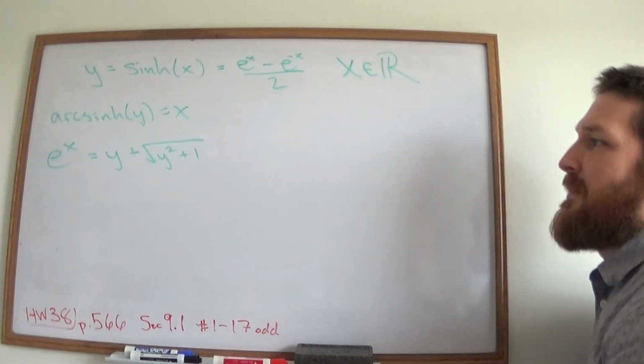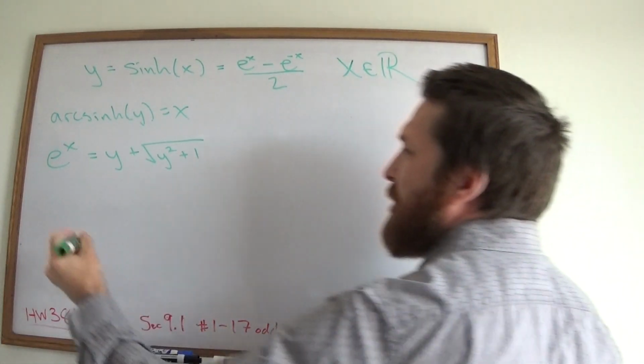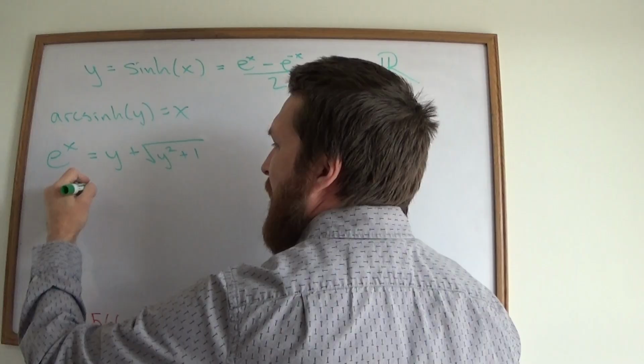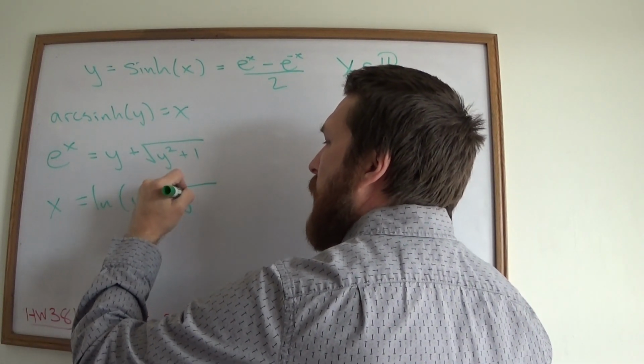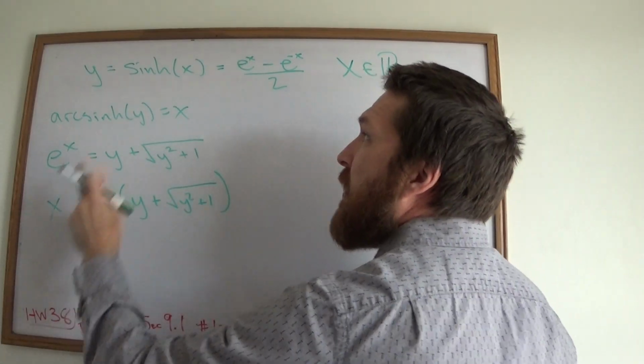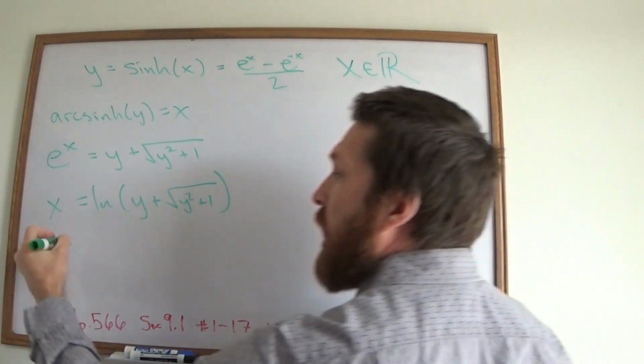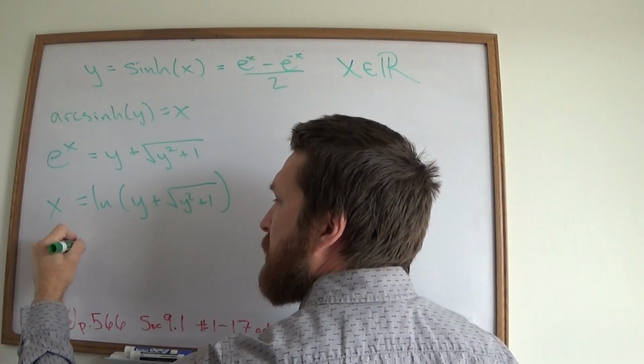Now, how do we get x by itself? Log of both sides. I take the log of this to give me that. I take the log of this to give me that. Y plus root y squared plus 1. And so, that is what we're looking for. Arc sinh.